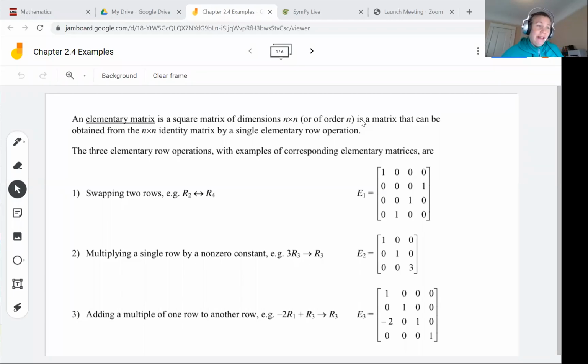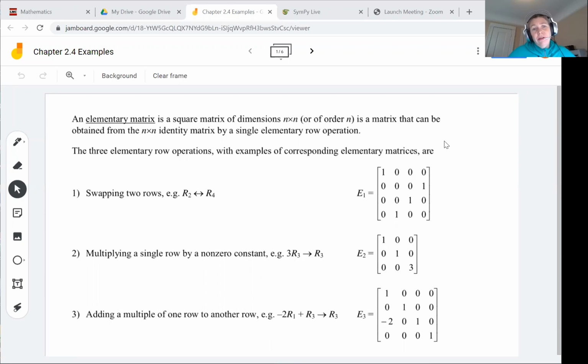In this video, we take a look at chapter 2.4, which covers elementary matrices. So our learning objective for this video is to factor a matrix into a product of elementary matrices. An elementary matrix is a square matrix of dimensions n by n, or in other words, we could say of order n.